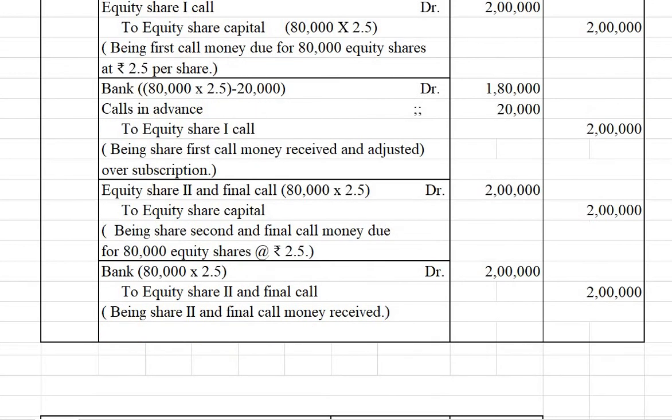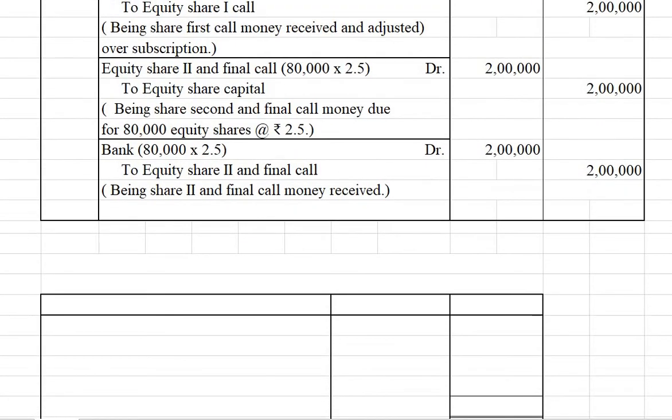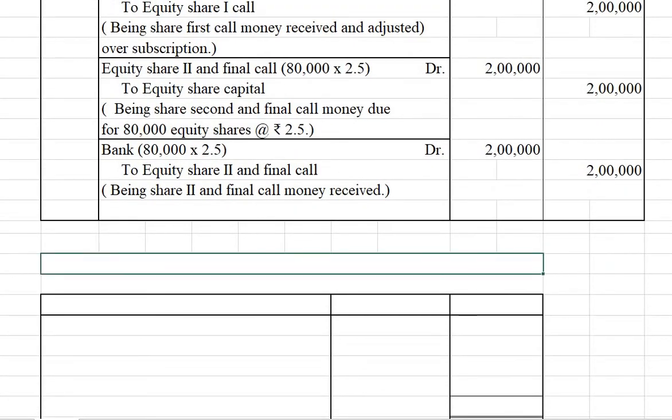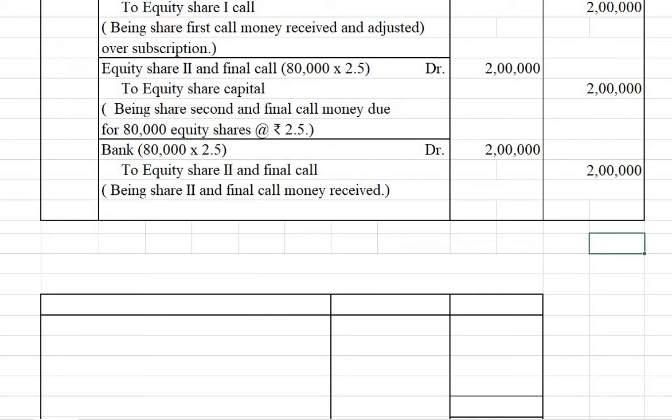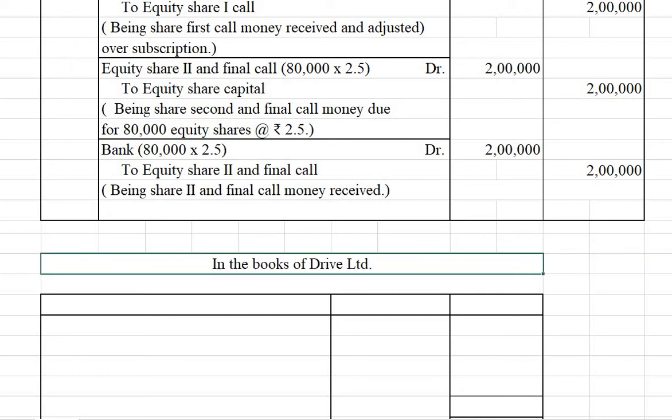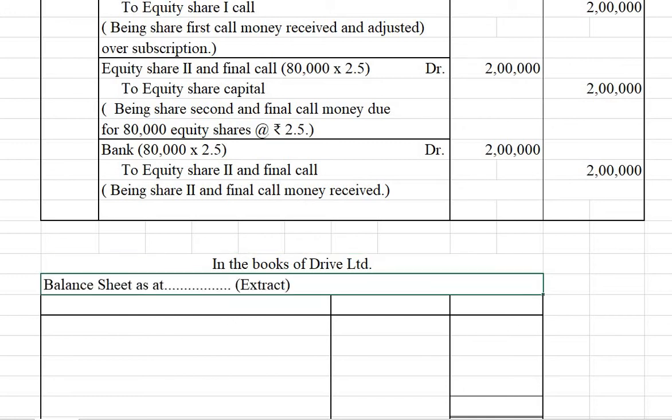Yes, the balance sheet is ready here. Let us write the heading: in the books of Drive Limited, balance sheet. That means the extract of the balance sheet only we will prepare. That means what is needed here, that only will be recorded. Particulars, note number, amount.